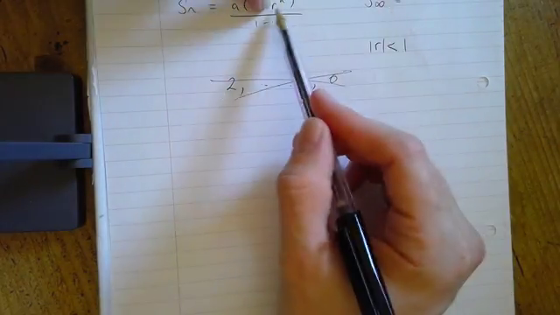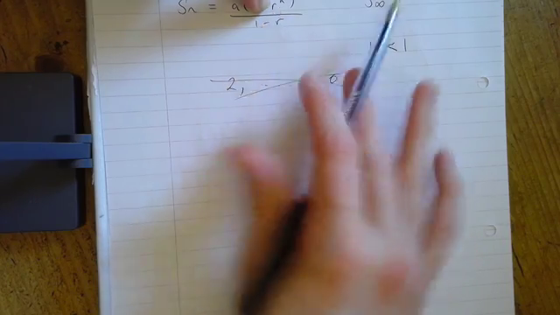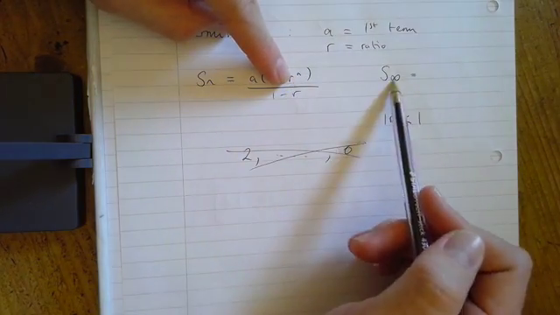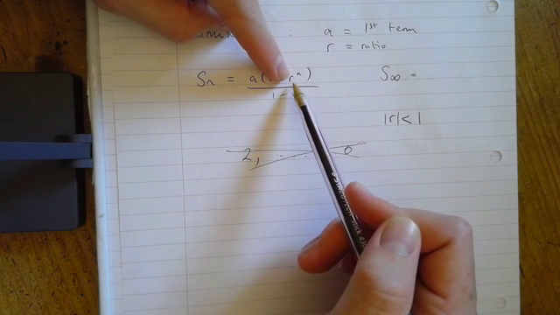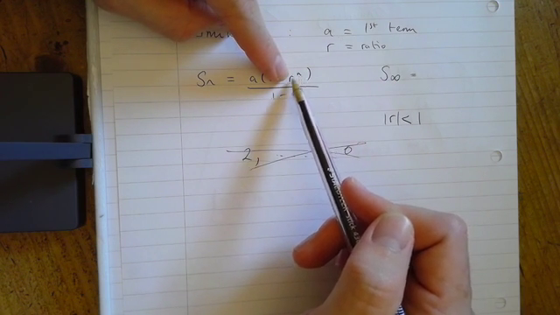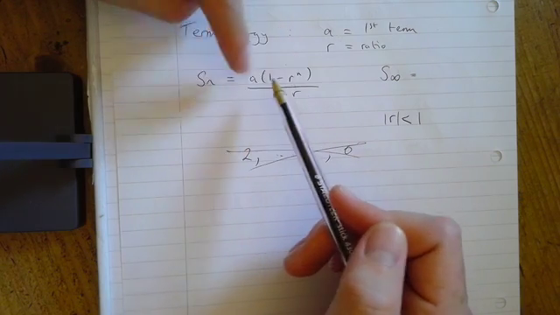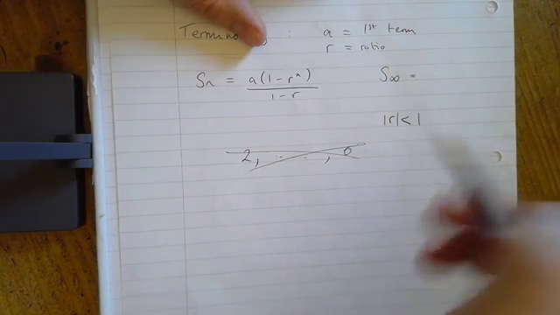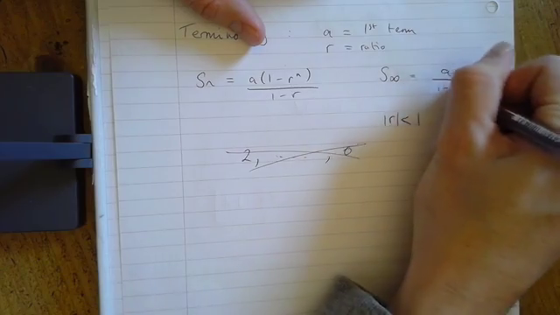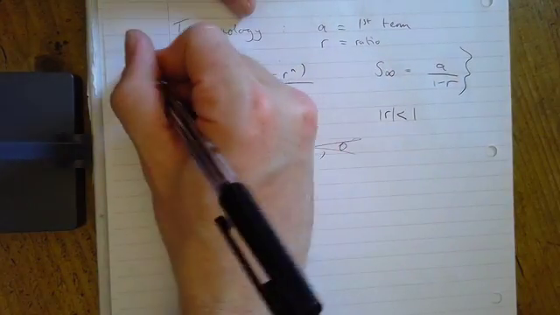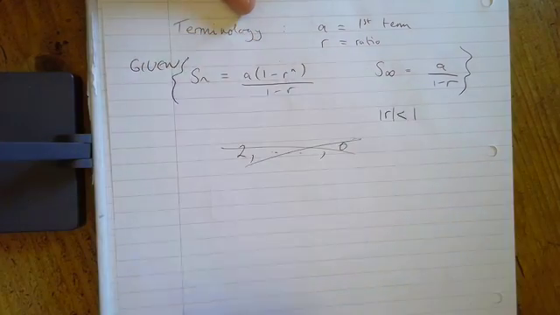Now, say your ratio is a half, to the power of n. If n becomes infinity, any number that is less than 1 to the power of infinity will eventually become 0. So 1 take away 0 is 1, and then a times 1 is just a. So it becomes a over 1 minus r. Both of these are given, but it's useful to know that bit for when you're doing questions.